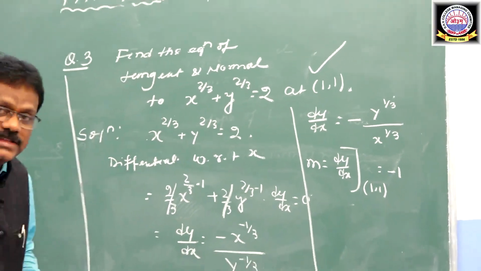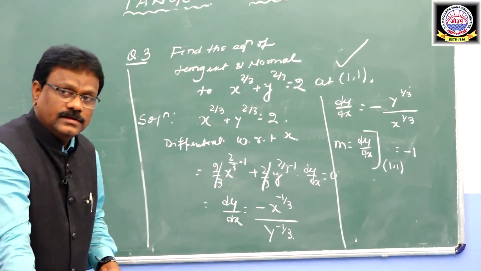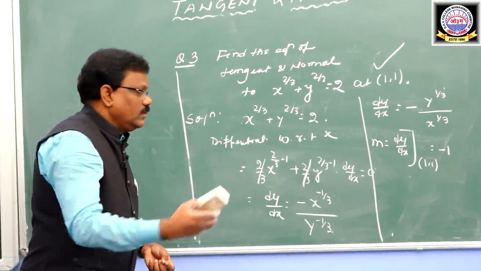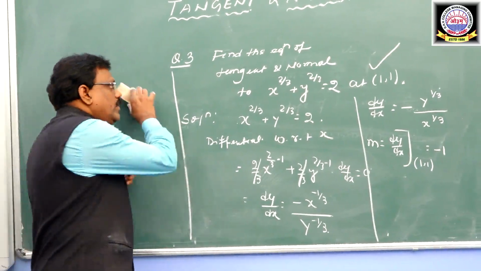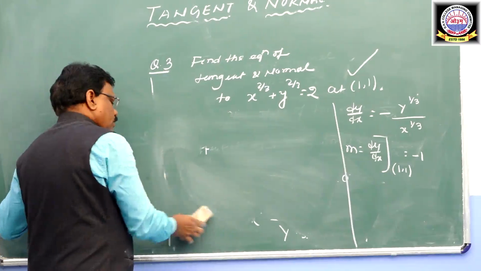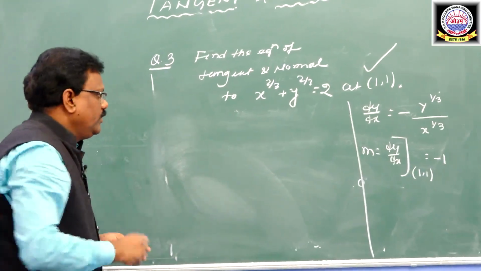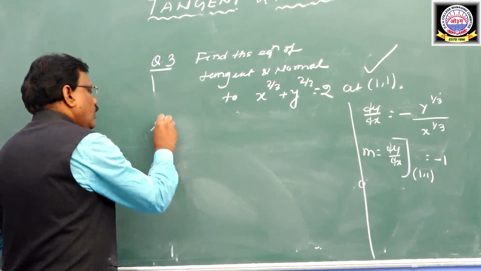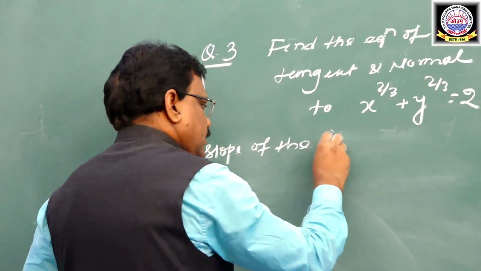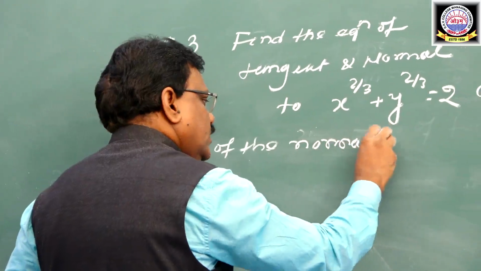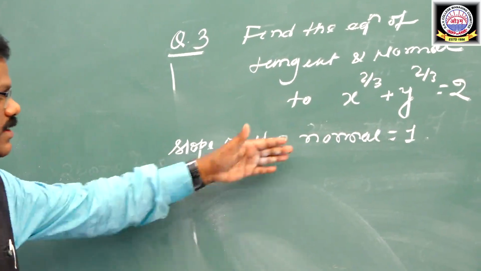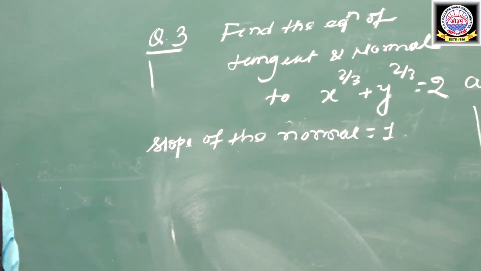If the slope of the tangent is minus 1, so the slope of the normal will be plus 1. So the slope of the normal is obviously 1. So slope of the tangent is minus 1 and the slope of the normal is 1.